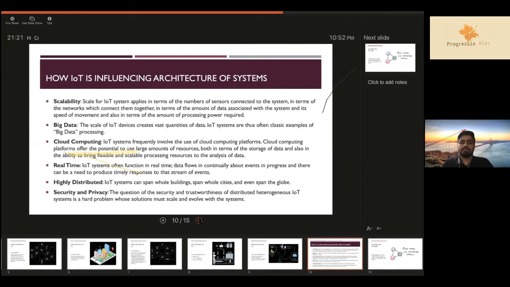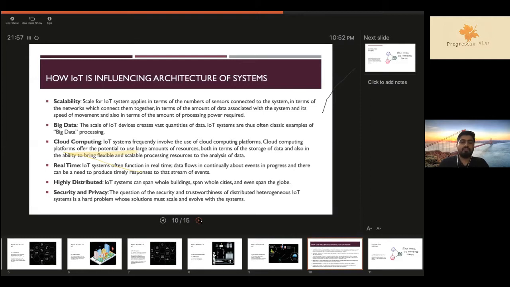So the first component is scalability. Scale for an IoT system applies in terms of the number of sensors connected to the system, in terms of the network which connects them together, in terms of the amount of data associated with the systems and its speed of movement, and also in terms of the amount of processing power required. So all these things need to be scaled so that you can accommodate more IoT devices.